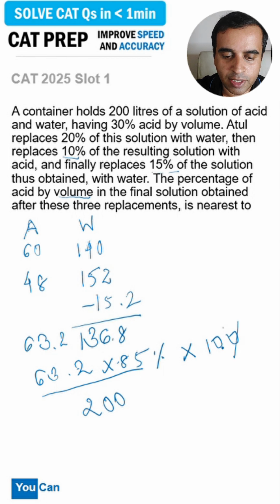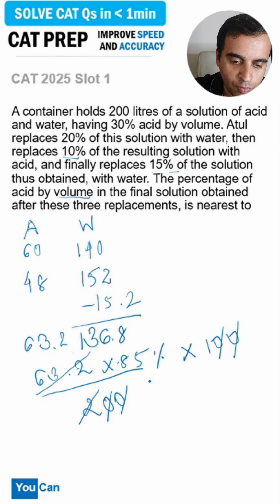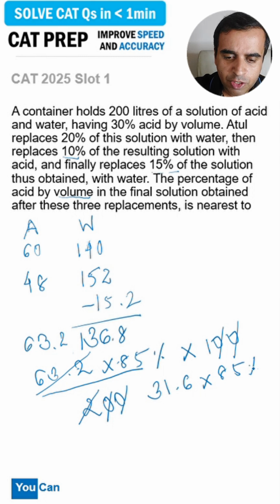The 100 and the 100 get cancelled out, and what we are left with is 63.2 into 85% divided by 2. So the divided by 2 needs to be taken away, so that becomes 31.6 into 85%. If you're smart enough on this, please avoid too many calculations.